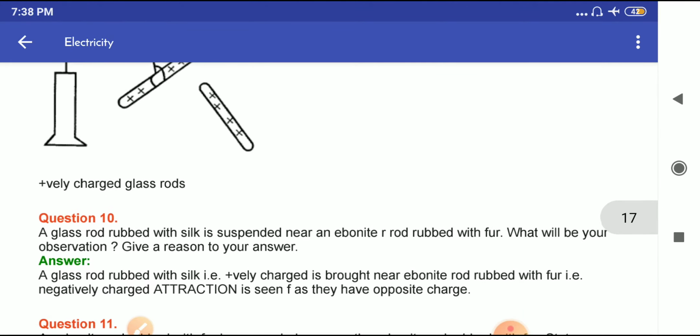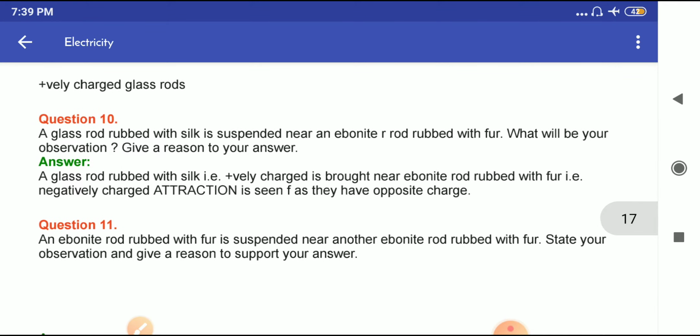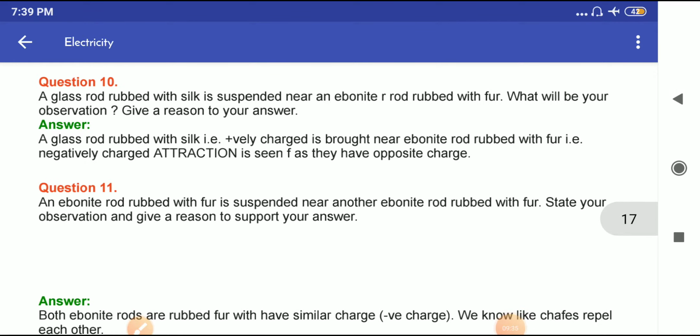This experiment and draw these diagrams. Now question number 10. A glass rod rubbed with silk is suspended near an ebonite rod that is rubbed with fur. What will be your observation? Give reason for your answer. A glass rod rubbed with silk, that is positively charged, is brought near an ebonite rod rubbed with fur, that is negatively charged. Attraction is seen as they both have opposite charges.